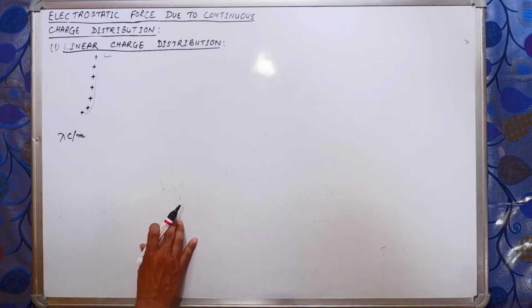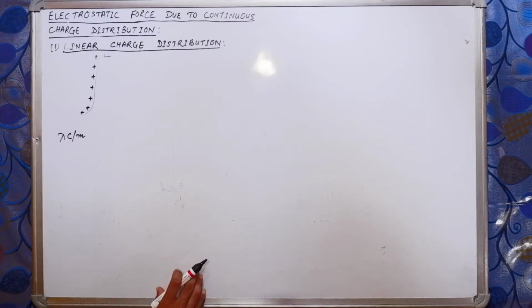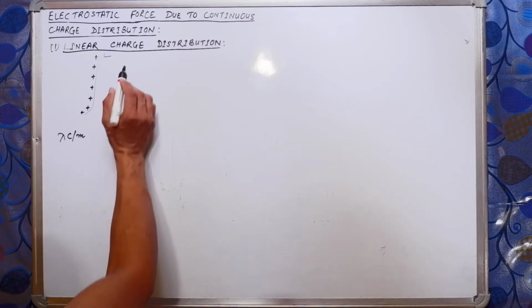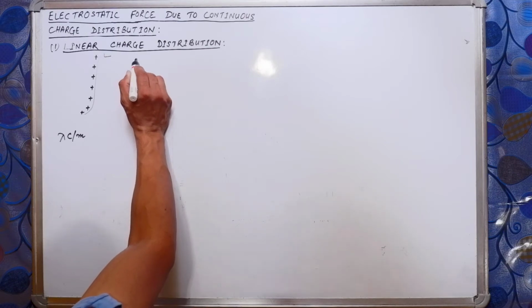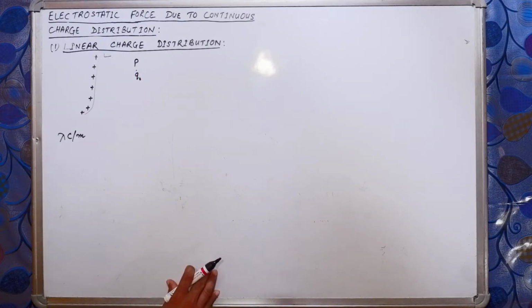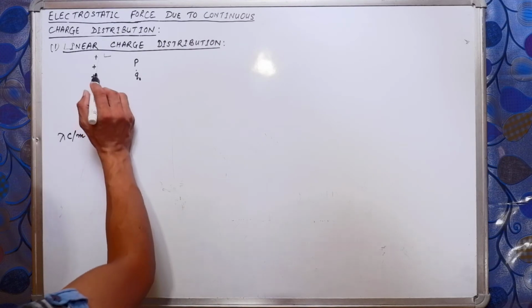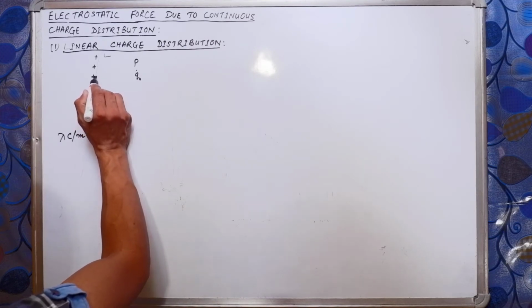Now in order to find the force F on a test charge Q naught placed at point P, so let us say this is the charge Q naught placed at point P here. We shall use the technique of calculus. Now we consider a very small length dl here. Let us consider a small length dl here.